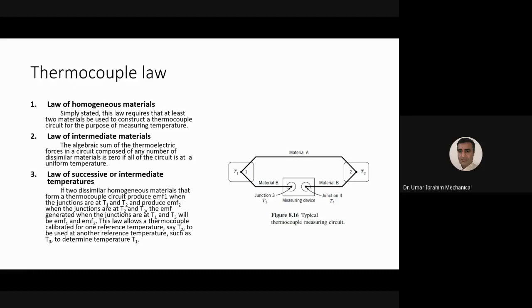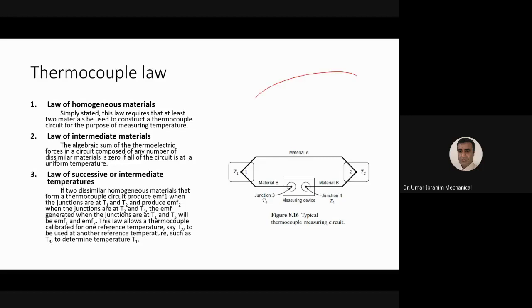For a thermocouple, we have three laws: law of homogeneous material, ठीक है, law of intermediate material, and law of successive or intermediate temperatures. ठीक है. So first one, law of homogeneous material. This law requires that at least two materials be used to construct a thermocouple.